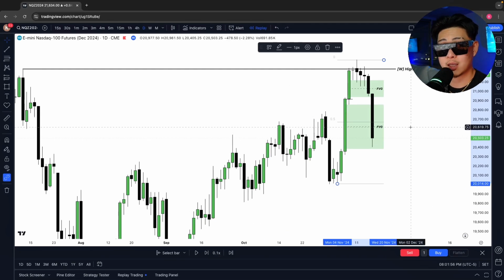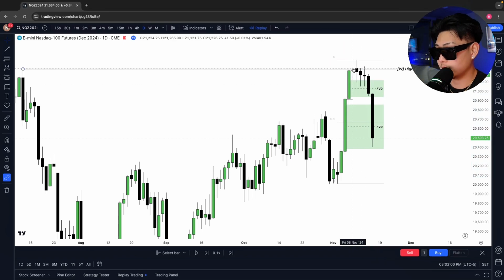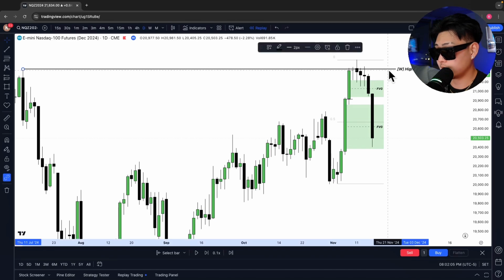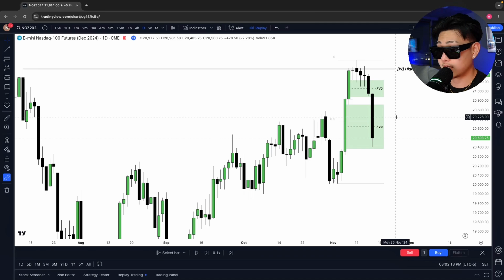So this is a great example of price going from liquidity to inefficiency. All this time from here to all the way to this candle, we're moving from this liquidity level all the way into all of these inefficiencies. So you're starting to understand how this works.